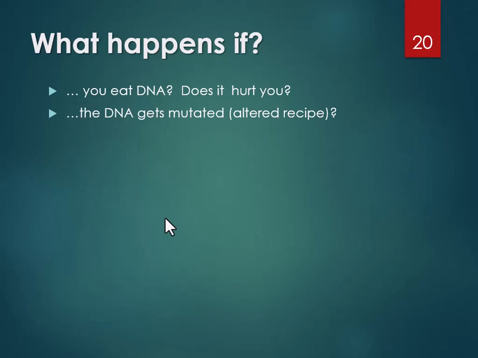What happens when the DNA gets mutated? When you change the order of the letters, you change the order of the amino acids in the protein, and now the cake tastes different. You have a different recipe. Or maybe the cake's not made at all. Or maybe you make too much cake. Any of those kinds of things can cause a problem in cells.